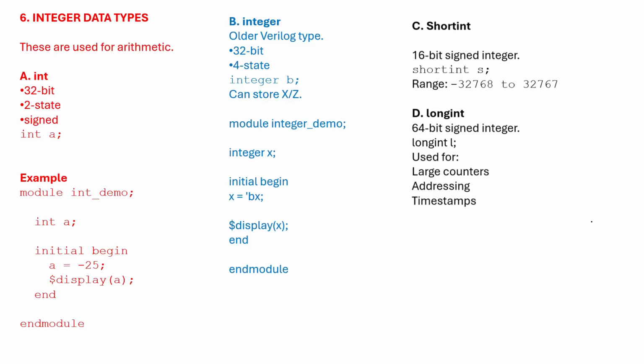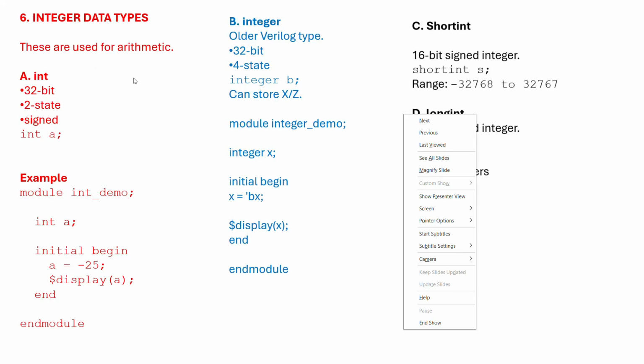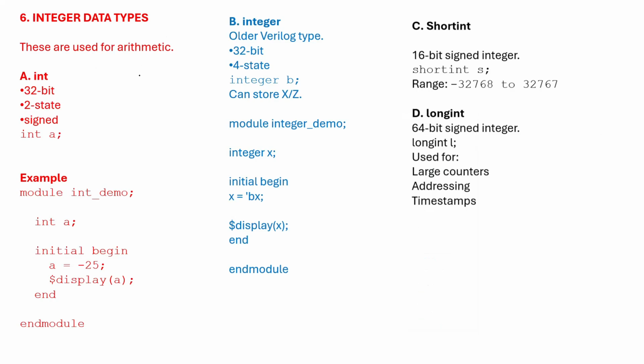So in this, what we are having are integer data types. Next one, what are the integer data types? Integer data types are used mainly for arithmetic operations: addition, subtraction, multiplication, division, whatever the arithmetic operations we are going for. For that we are using the integer data type. So int is a two-state data type. Okay, that is the int we are having.